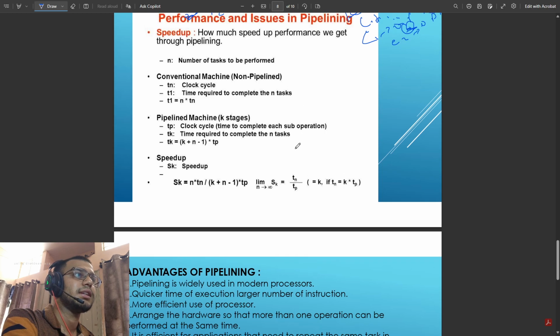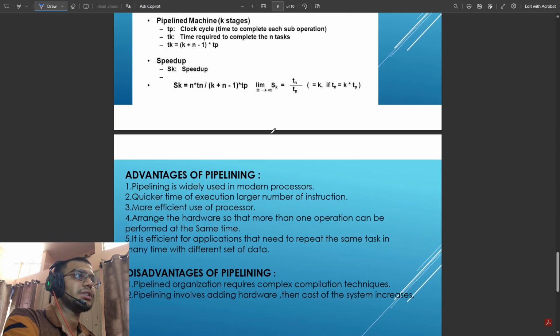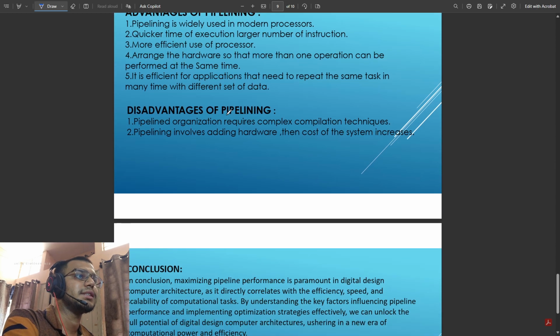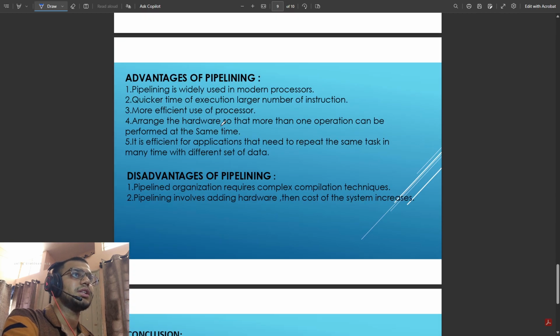What is Tn? Tn is the clock cycle, and Tp is the clock cycle time to complete each sub operation. There is a difference between Tn and Tp. The formula given is Tn equals K into Tp. That's the same thing. Now let's come to the advantages of pipelining and its disadvantages, and then the conclusion.